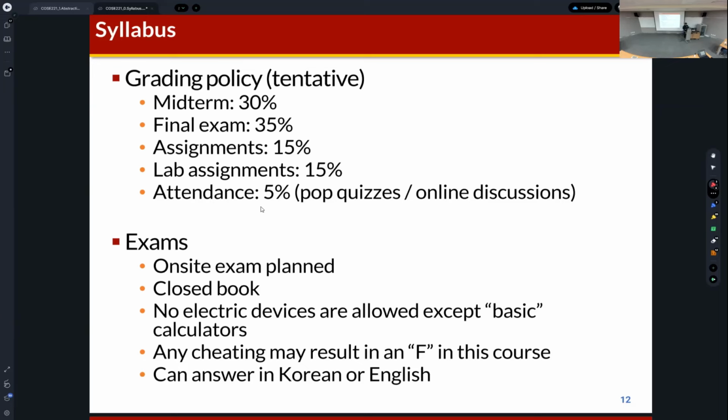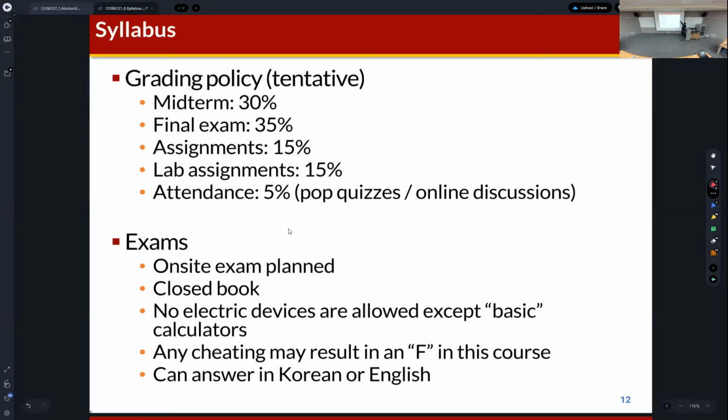Okay, and then for exams, it's an on-site exam plan, because we don't need to consider COVID-19 restrictions. Okay, and then it's a closed book, and also you can use basic calculators only. So anything may be asked in this course, right?